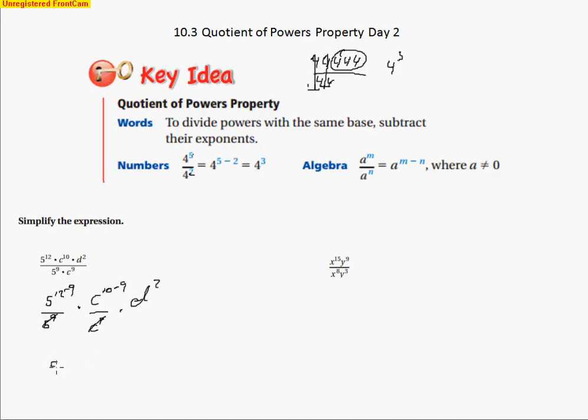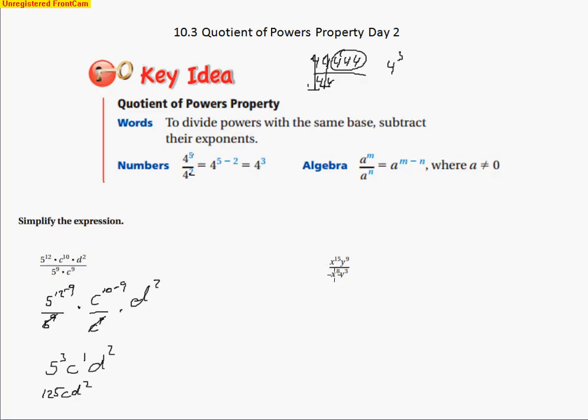And so what that'll leave me with is 12 minus 9 makes 3, so 5 to the 3rd power, and then 10 minus 9 makes 1, so c to the 1st power, and then d to the 2nd power. And so I can multiply out these 5s, and that would leave me with 125 c d to the 2nd. Over here, same sort of thing.